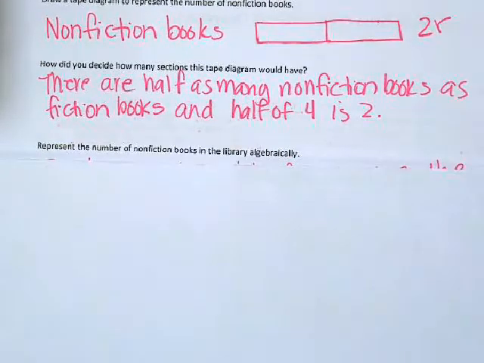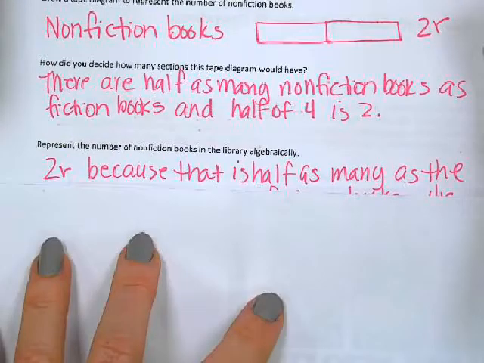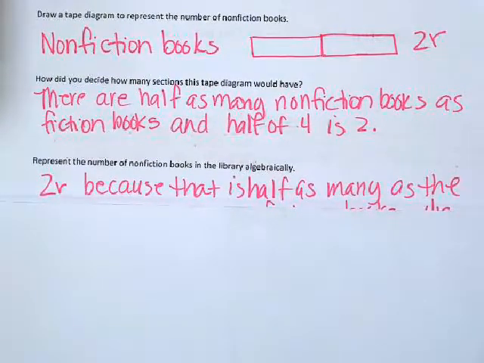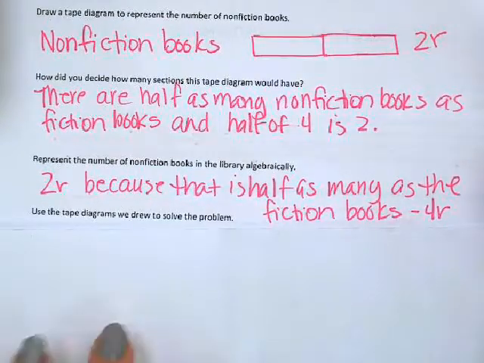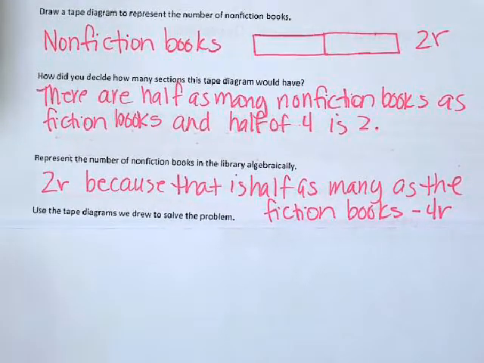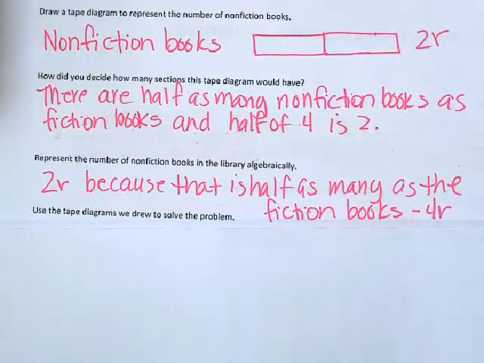Then it says, represent the number of nonfiction books in the library algebraically. So how do we show this as an algebraic equation and not just a tape diagram? Well, we know that 2R, which is what we just wrote up here, is going to show that because that's half as many as the fiction books, which were 4R. Okay, so it says use the tape diagrams we drew to solve the problem. So this is kind of where we put it all together with the tape diagram.